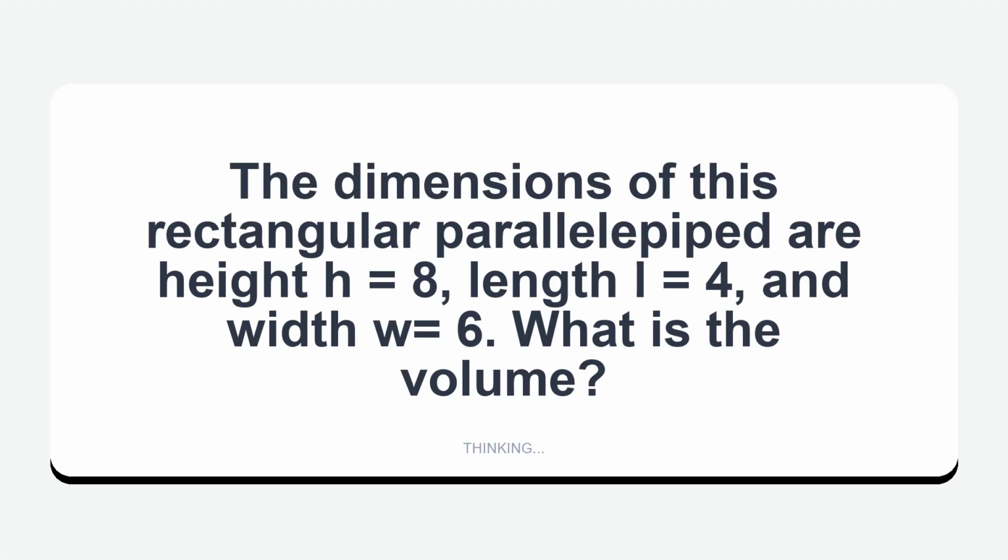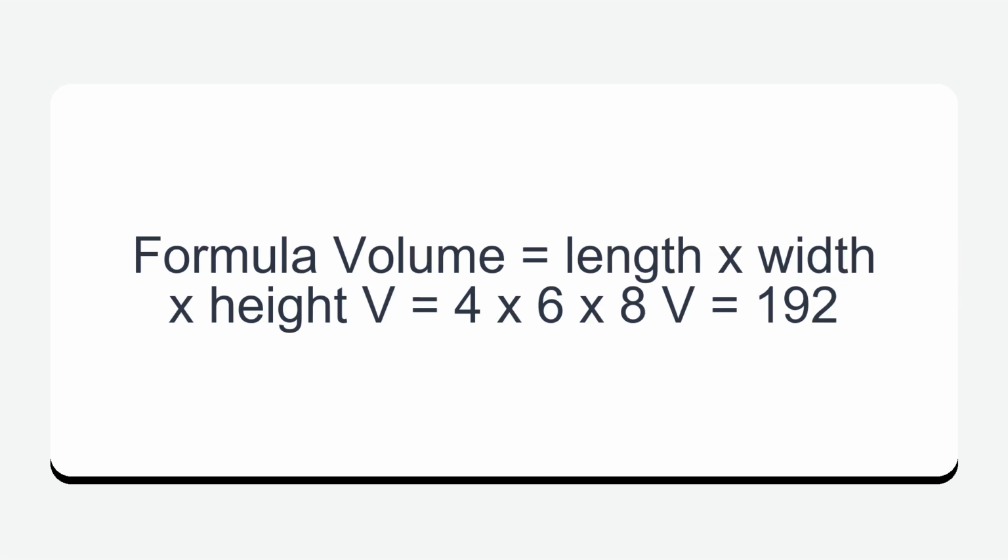The dimensions of this rectangular parallelepiped are height h equals 8, length L equals 4, and width W equals 6. What is the volume? Formula: volume equals length times width times height. V equals 4 times 6 times 8. V equals 192.